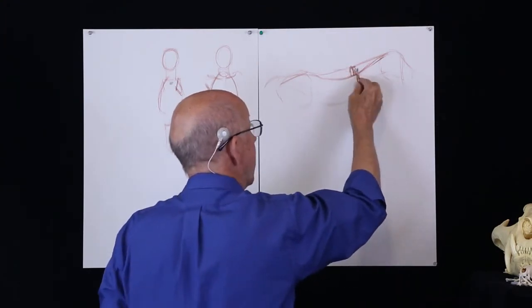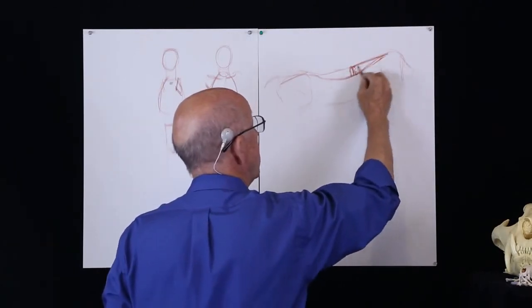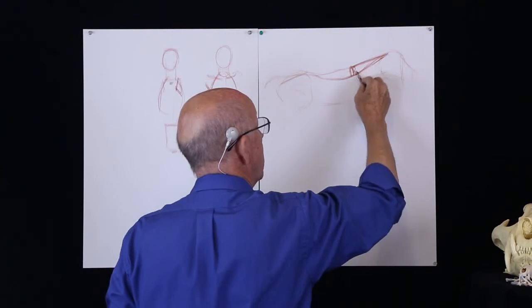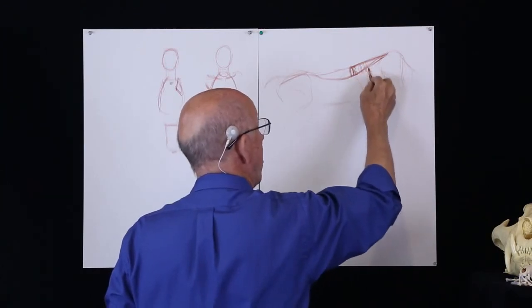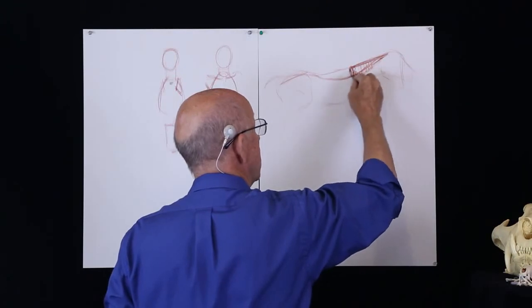Okay, we have exactly the same thing. This line here is the nuchal ligament. It's like a cable holding up the spine itself. So the shape of this is coming through.